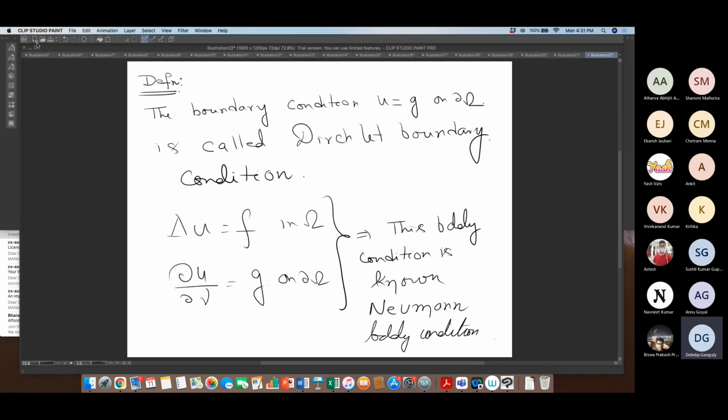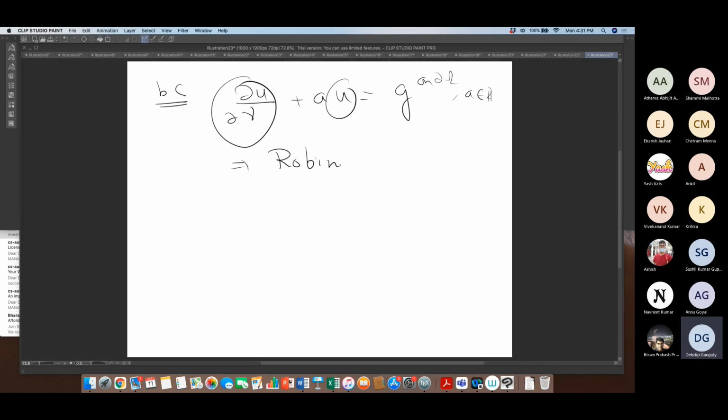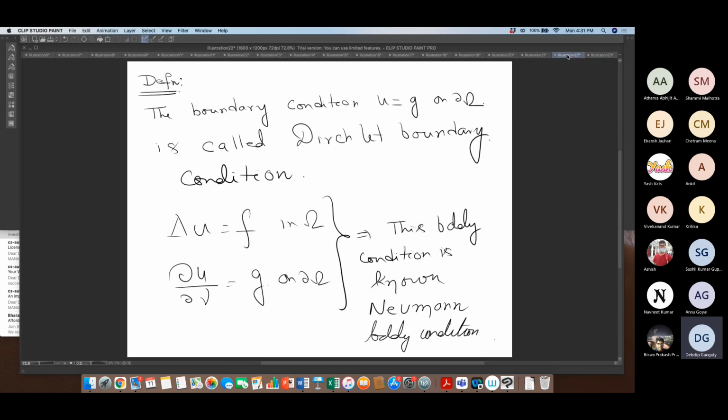There is also a mixed type of boundary condition of the following form: del u by del nu plus some constant a times u equal to g, where a belongs to R, on del omega. This involves u also. This is known as the Robin boundary condition. These are just definitions. In this course, we will be sticking to only the Dirichlet type.